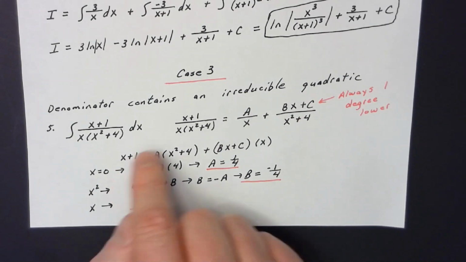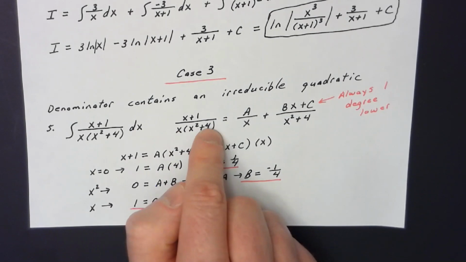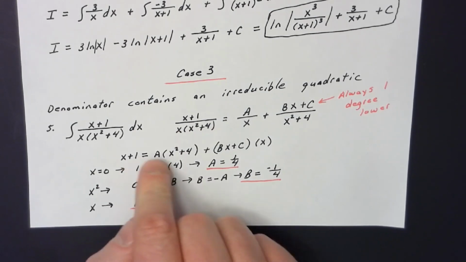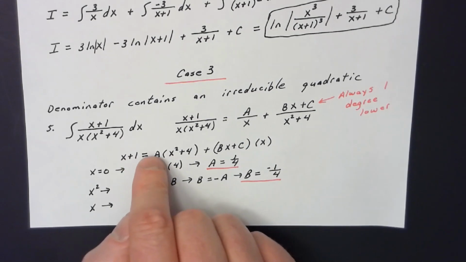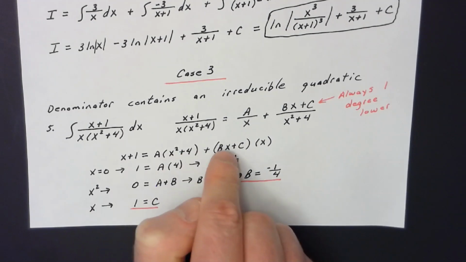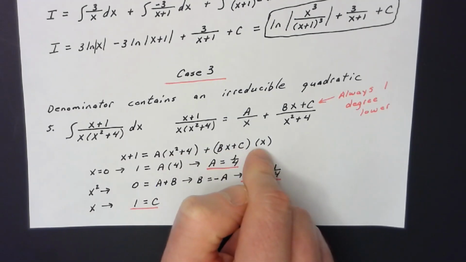Now I come down here and I can say, well, in this problem I would multiply by the least common denominator of x and x squared plus 4. That just gives me an x plus 1 on the left. On the right, I'll have A times x squared plus 4 plus the group Bx plus C times x.